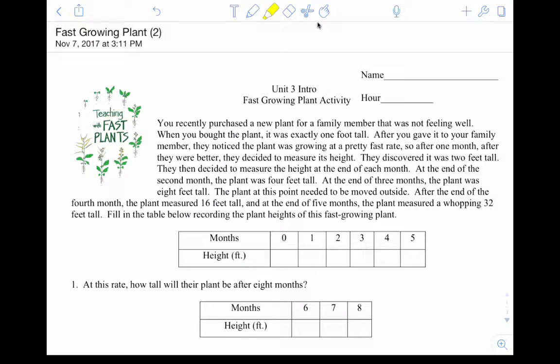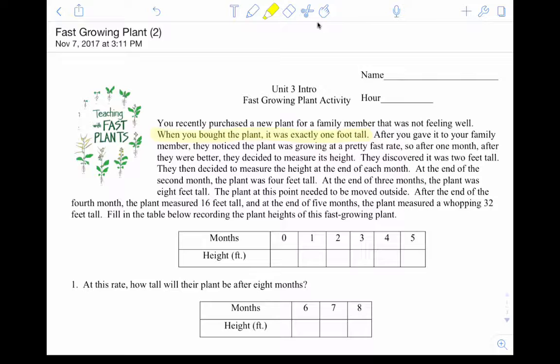You recently purchased a new plant for a family member that wasn't feeling very well. When you bought the plant, it was exactly 1 foot tall. That's some important information that we're going to use in just a little bit, so I'm going to highlight it. After you gave it to your family member, they noticed the plant was growing at a pretty fast rate.